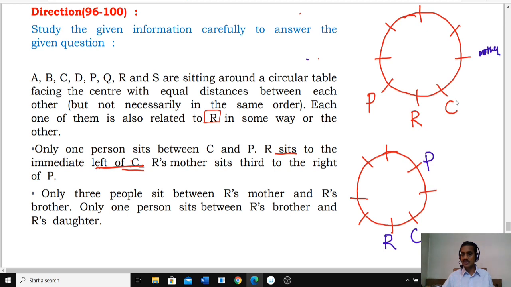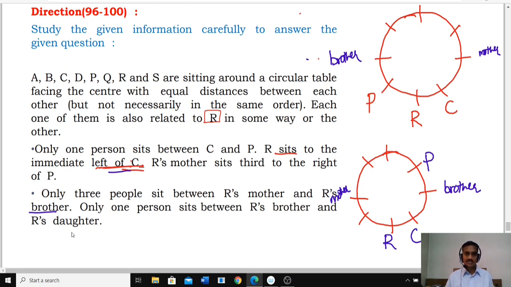R's mother sits third to the right of P. P could get 1, 2, 3, mother. Mother will be here. Two possibilities simultaneously. Yes, no. Next one. Only 3 people between R's mother and R's brother. Mother ki brother ki 3 persons majjalo unnaru ante, they are opposite to each other. Mother and brother are opposite to each other because 3 persons in between these two. 8 persons plus 3 persons in between is nothing but they are opposite to each other.